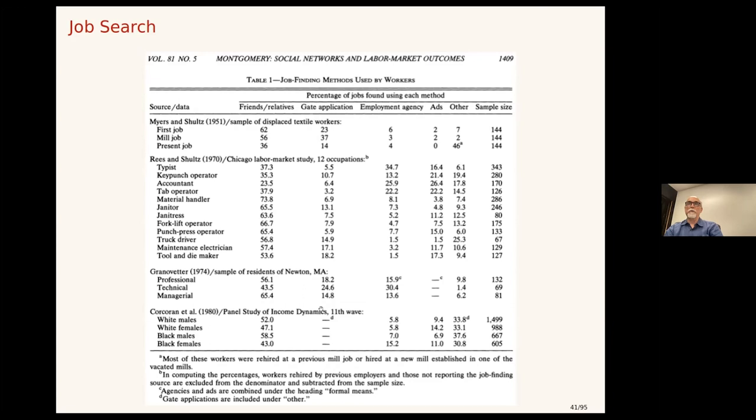A study from 1951, a study from 1970, a study from '74, a study from 1980. This paper was published sometime in the 1990s. But I see I managed not to put the date in my notes, but the date is actually in the references.